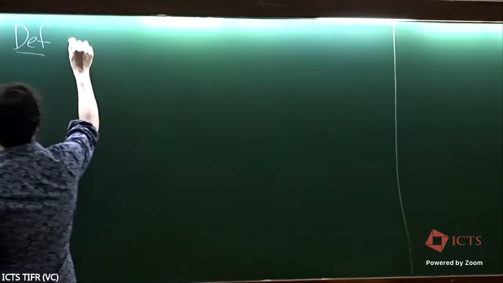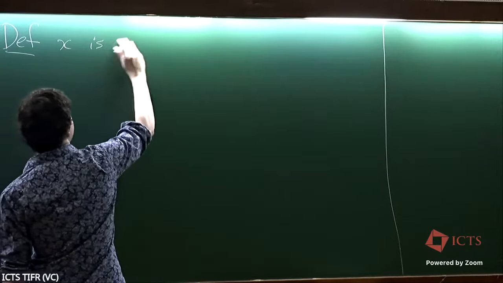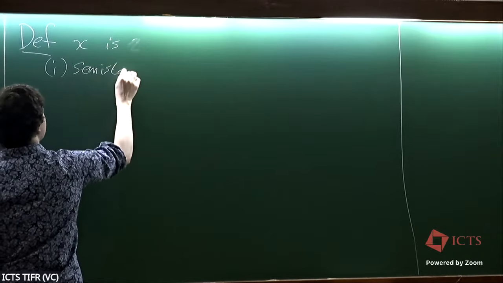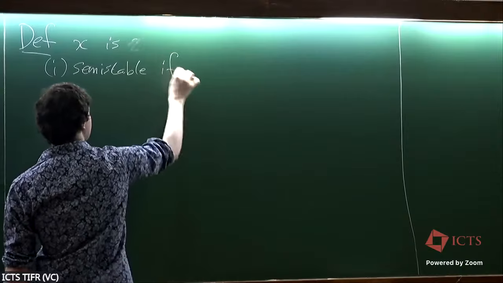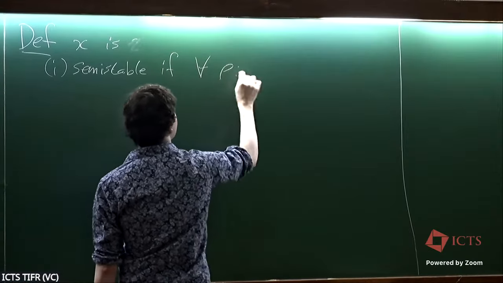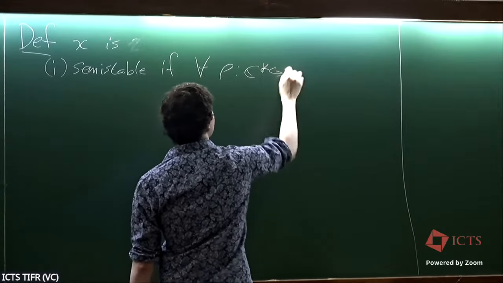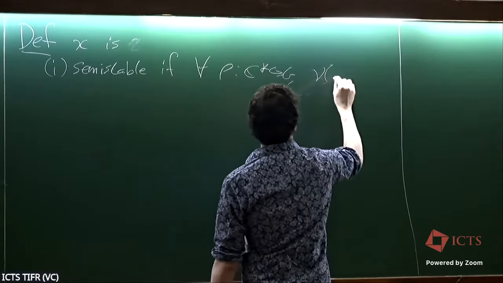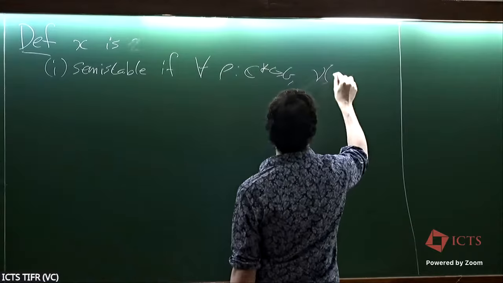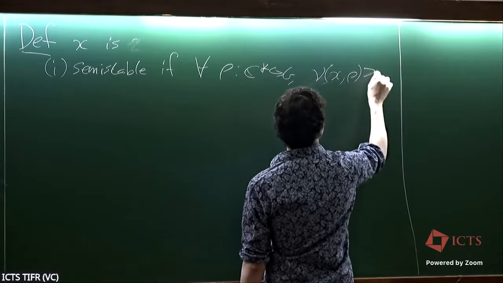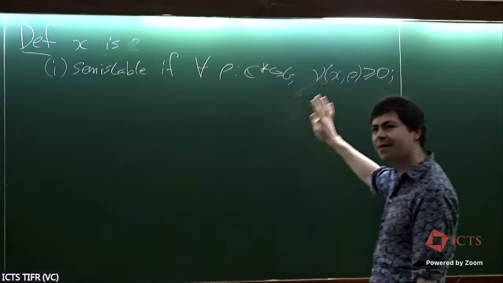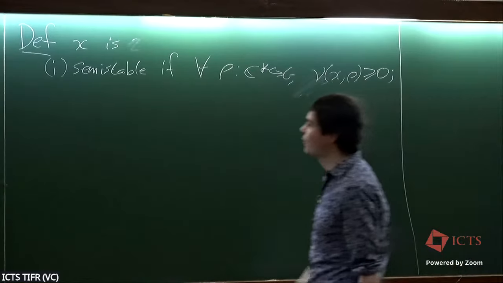So X is first of all semi-stable if for all one parameter subgroups of G, this weight is greater than or equal to 0. If you change lambda to minus lambda, this would be negative, which would be the more original conventions.